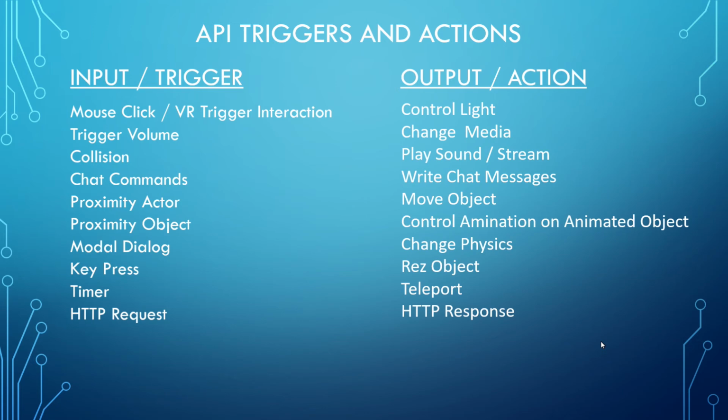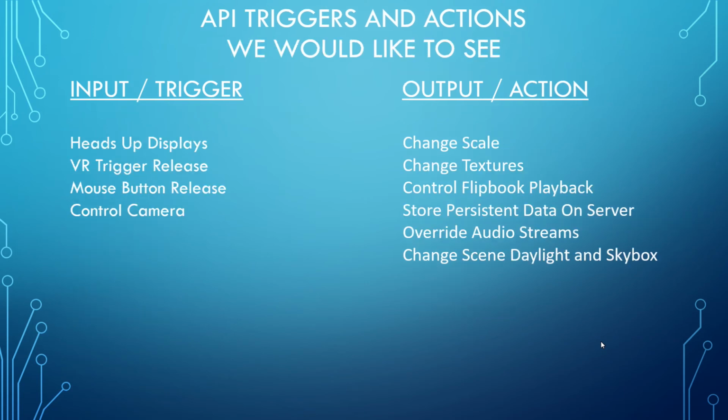But anyway, other object actions. You can play a sound or a stream. You can write chat messages to the chat box with a script. You can move an object. I can rotate an object. I can control the animation on an animated object. I can change the physics of the object so I can make it weightless. I can rez objects from inventory on the fly. I can teleport. I consider those all actions. And the last one I said is HTTP response. Something has to come back from your HTTP request, and I consider that an action. That's something that came back.